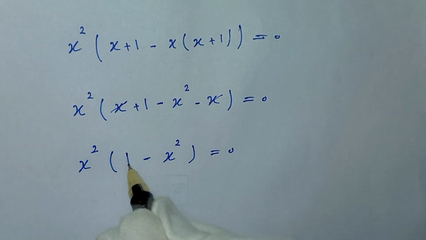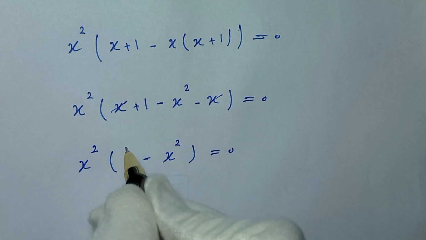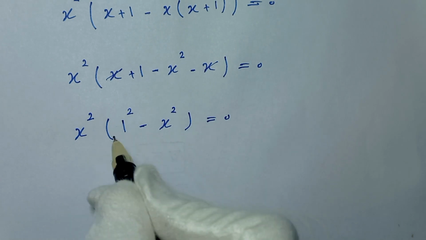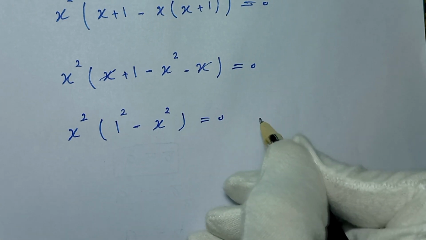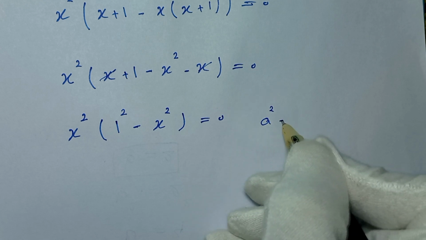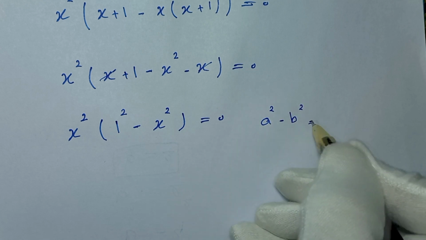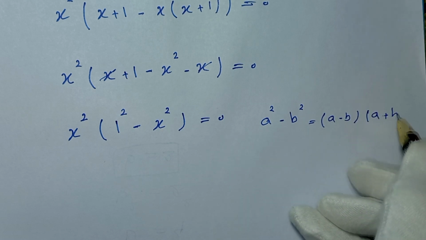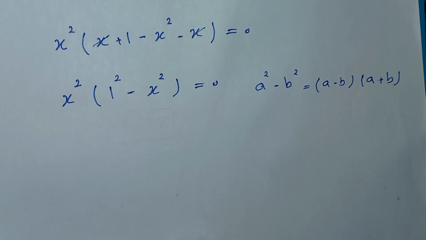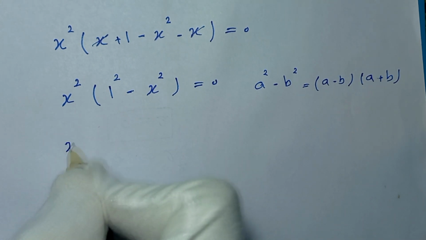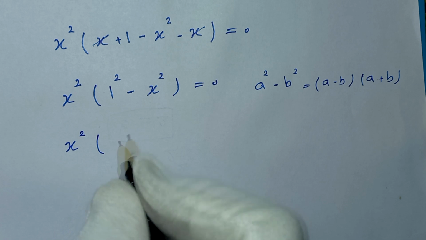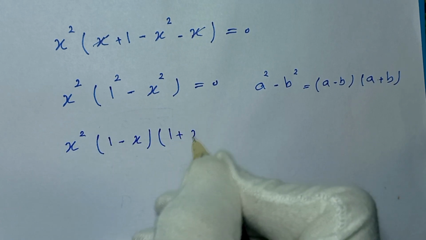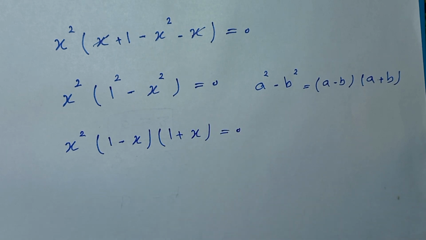In here 1 minus x squared, this 1 also is 1 to the power of 2. And here this is in the form of a perfect square, which is a squared minus b squared is equal to a minus b times a plus b. And here it will be x squared times 1 minus x and times 1 plus x is equal to 0.